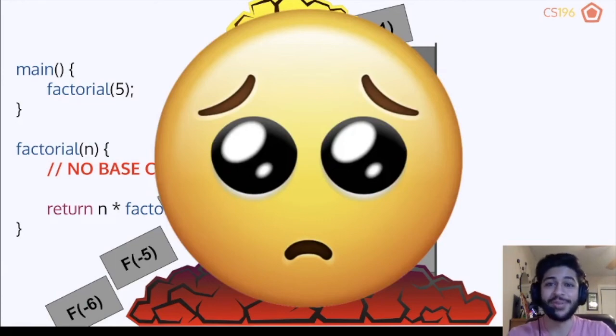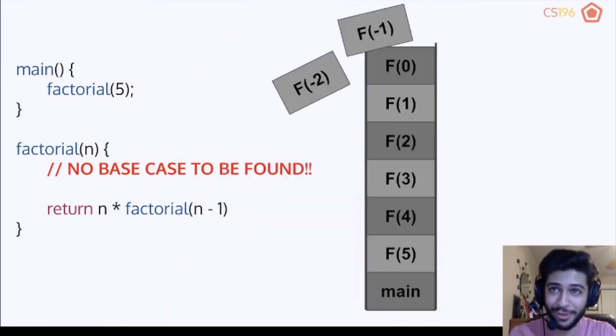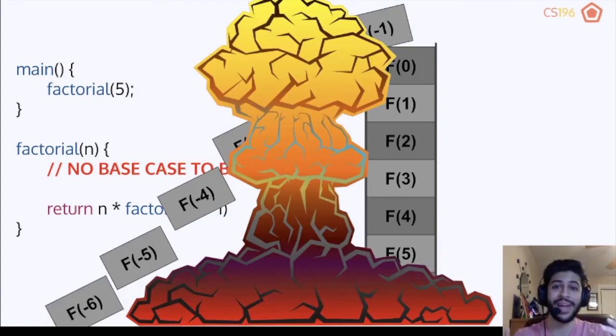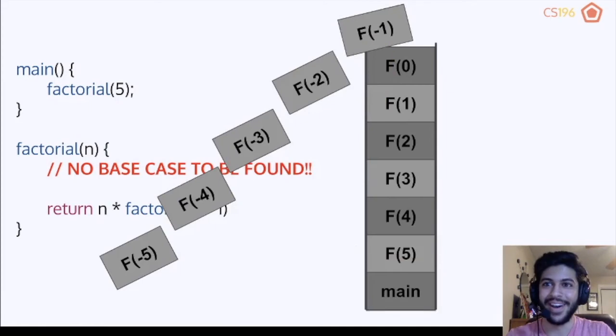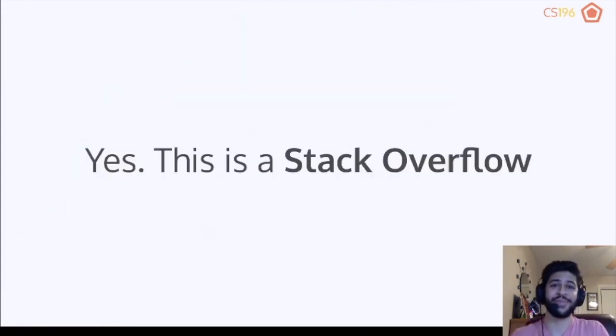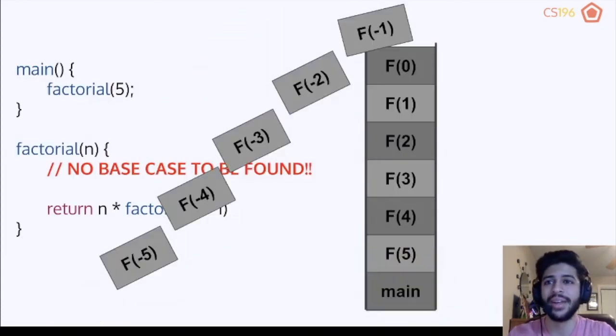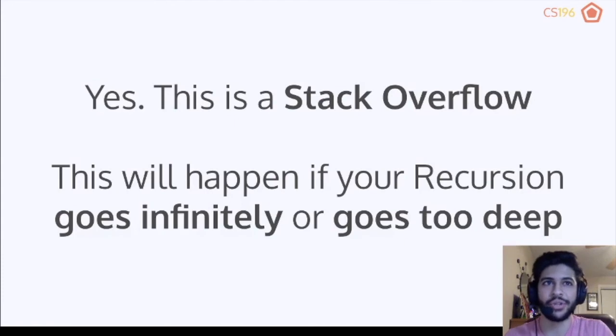And so if you noticed what happened here, our stack literally overflowed until we ran out of memory in our computer. And so I hope the visual made this clear. This is a Stack Overflow. A lot of people actually don't know why the website is named Stack Overflow, or they don't know what a Stack Overflow error is. This is exactly it. It's what happens when our recursion either goes infinitely or goes too deep.